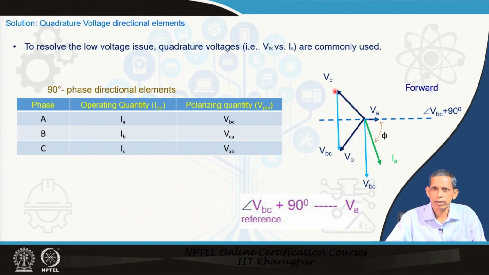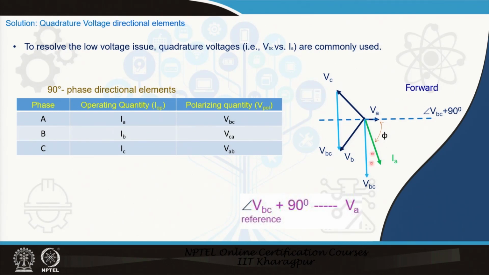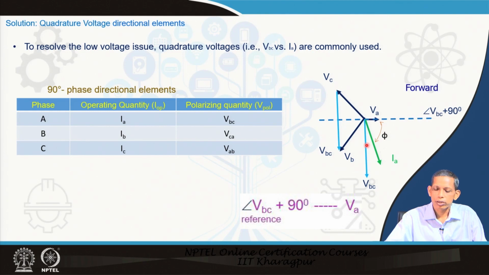In this case, if you see, VB and VC remain intact. Therefore, you can say that the corresponding VBC becomes this. If you plot here at the origin, VBC becomes this. So, we see that IA and VBC take this position. Many relays suitably translate this VBC, bringing it back to the VA reference. For that, you add 90 degrees to the angle of VBC.